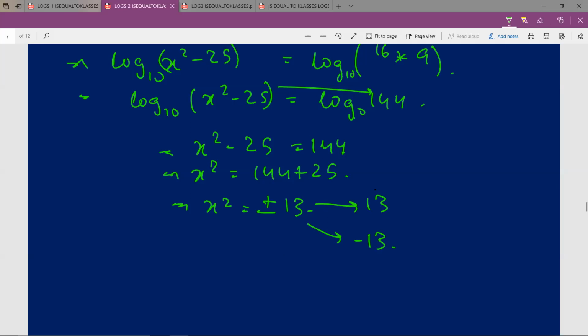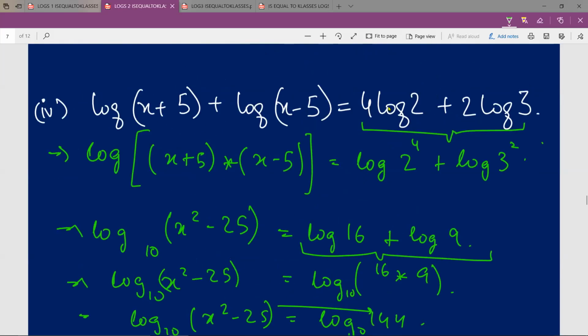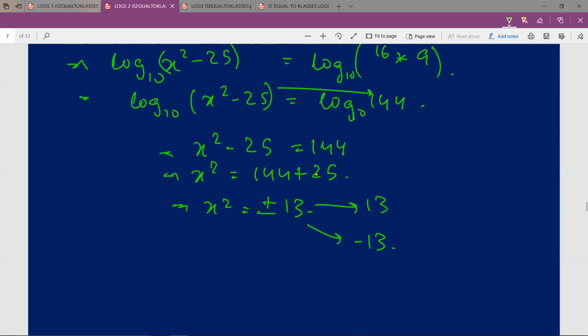Then step 3, take the first answer, substitute it in place of x given in the question. So I'll take plus 13, I'll substitute it in place of x in this question. So therefore, x will be 13. So therefore, 13 plus 5 will be log of a positive number. And in the second part, log of x minus 5, which will be log of 13 minus 5, which is also log of a positive number. So we are correct. So in our first answer, we have gotten a log of a positive number. So therefore, we have to consider the first answer, that is plus 13.